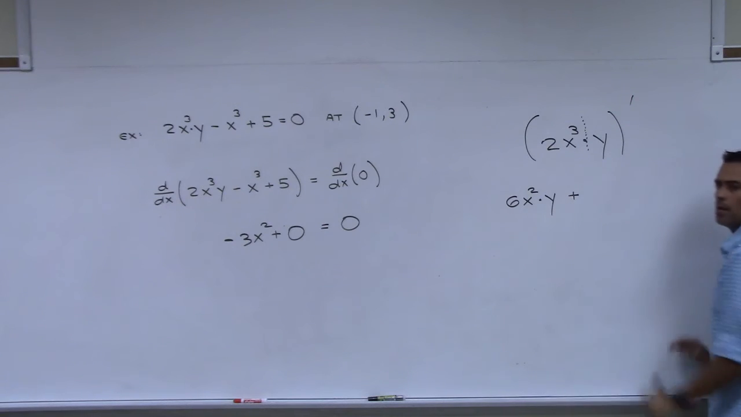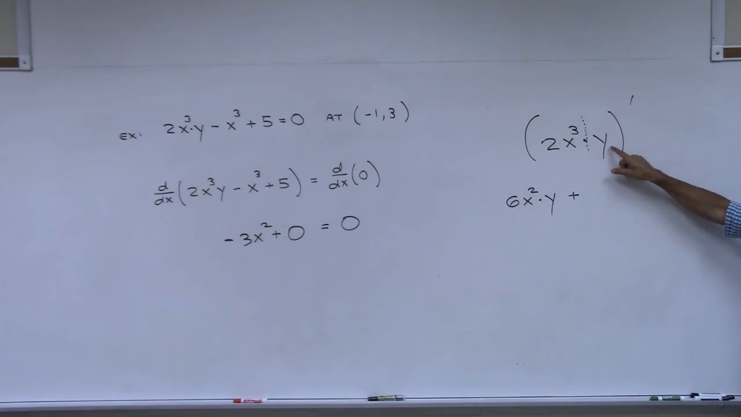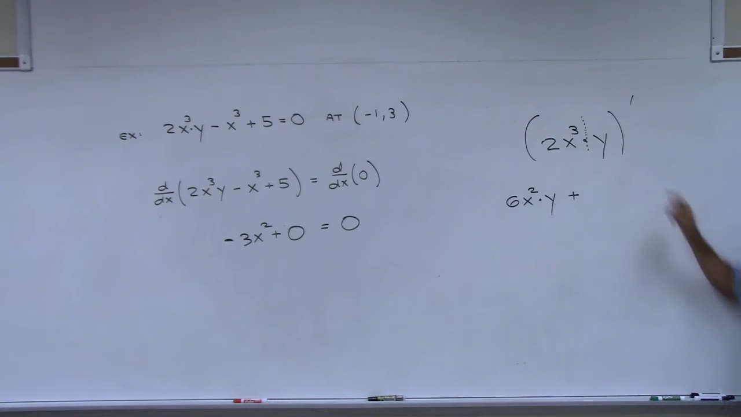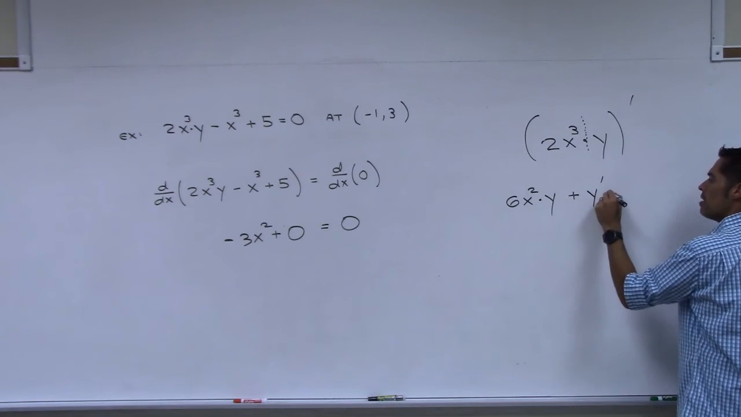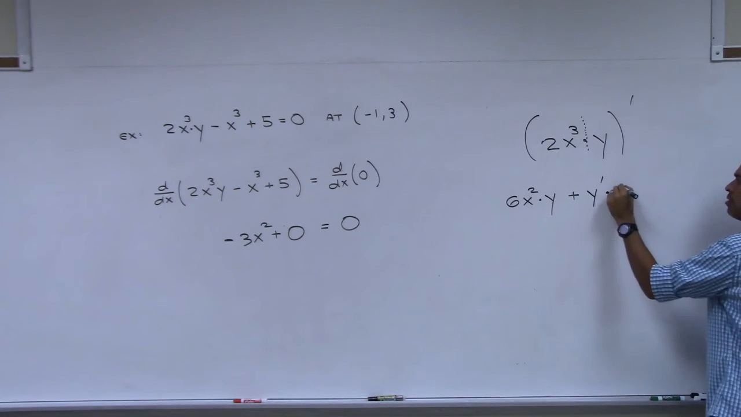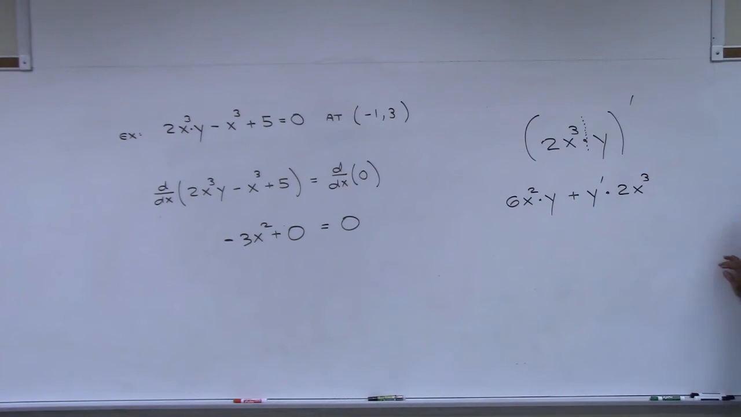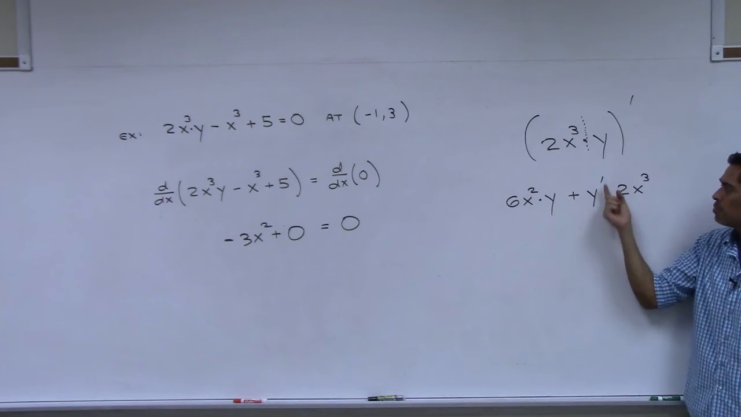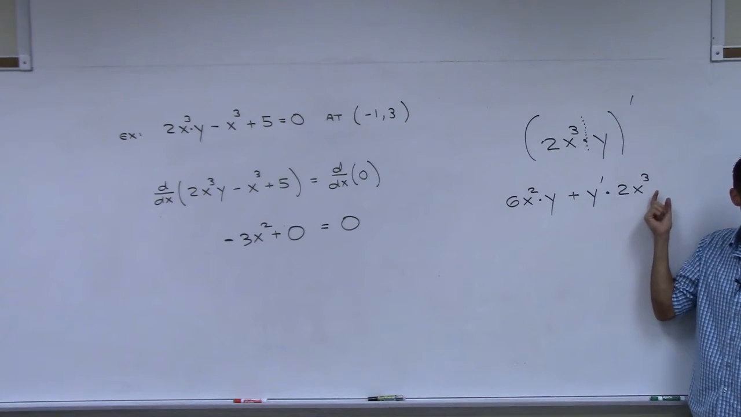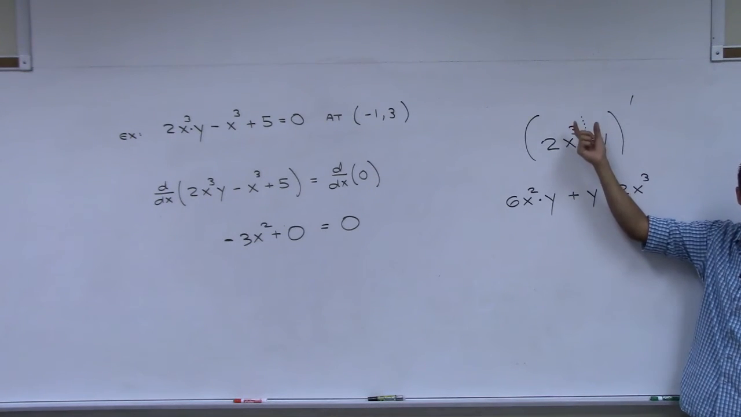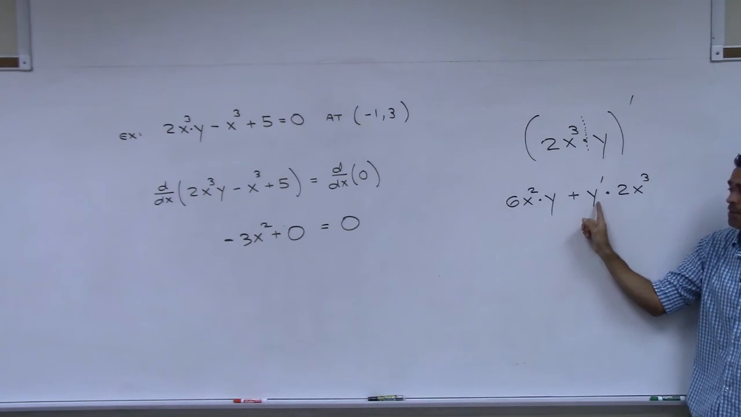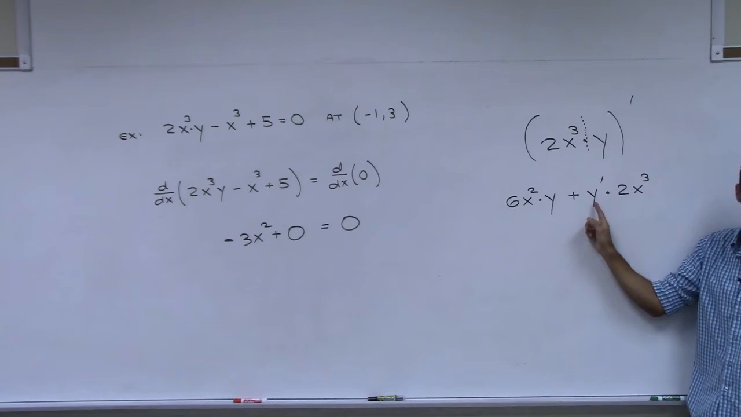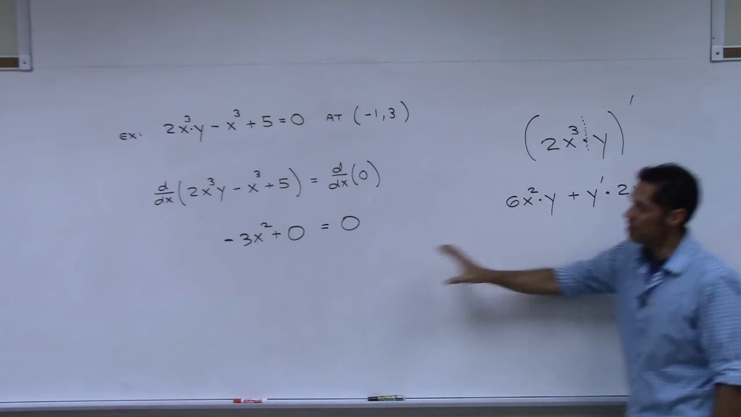Plus, what is the derivative of this? Y prime, right? The derivative of y is y prime. Y prime times what? 2x cubed. So the derivative of 2x cubed y is actually 6x squared y plus y prime times 2x cubed. Product rule within there, right? And you have to recognize the derivative of y is y prime. Is this clear?